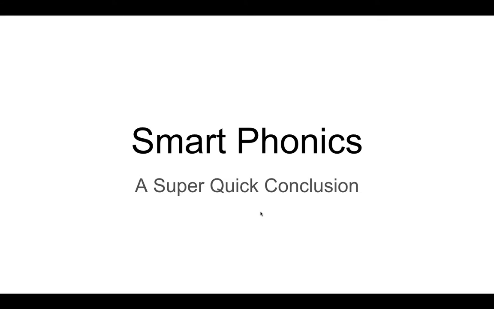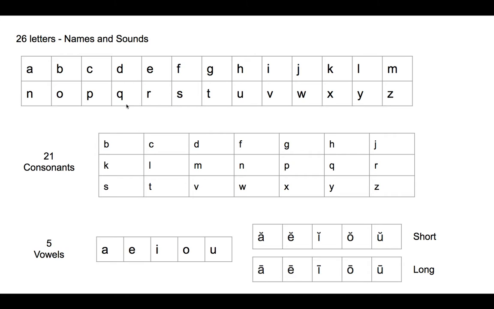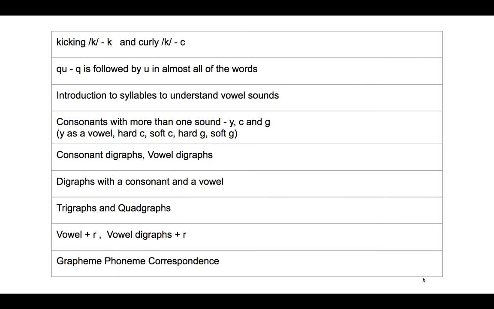Smartphonics, a super quick conclusion. Today we are going to conclude the first playlist regarding phonics. In this playlist, we saw the 26 letters, their names and sounds. We divided them into consonants, 21 consonants and 5 vowels, and we saw the short vowels and long vowels.